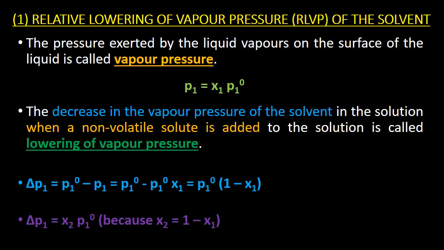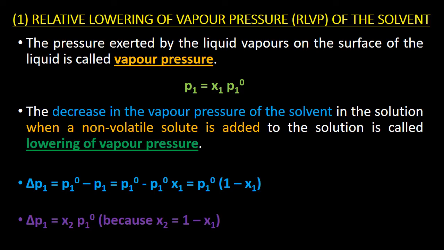As per Raoult's law, P1 is equal to x1 into P1 naught, where P1 naught is the vapor pressure of the pure solvent, P1 is the vapor pressure of the solvent in the solution, x1 is the mole fraction of solvent.